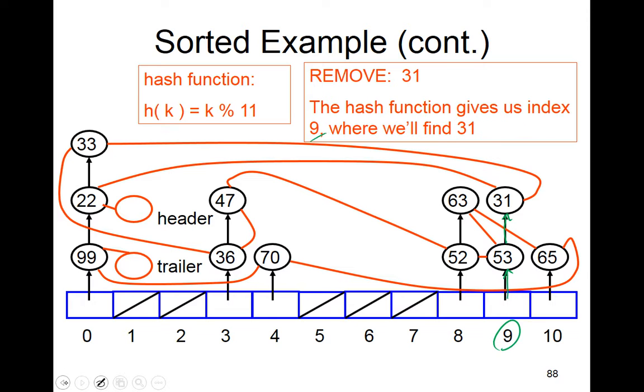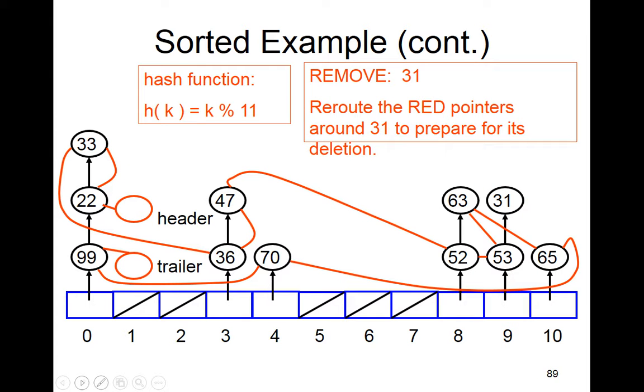Let me go back for a sec. Okay, so I'm on this picture. So how am I going to remove 31 if 31 is going to go away? Well, one thing I'm going to have to do is take note that on the red pointers, 22 pointed to 31, and 31 pointed to 33. So if 31 is going to go away, I for sure need to reroute this one to point up directly to 33 so that I can eventually snip 31 out of the list. So that's one thing I would do, is reroute the red pointers to get 31 ready for deletion.